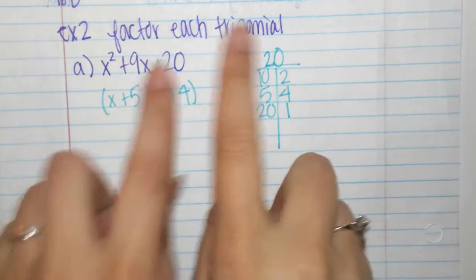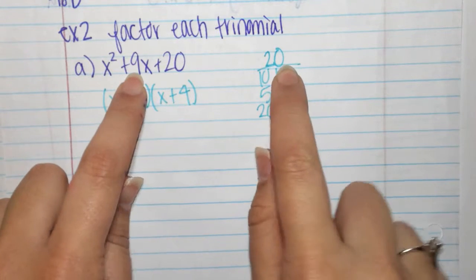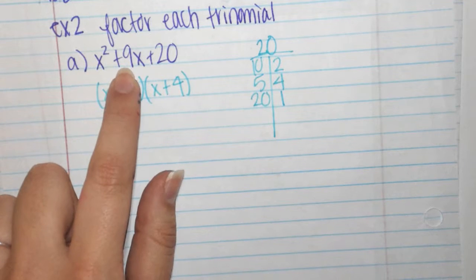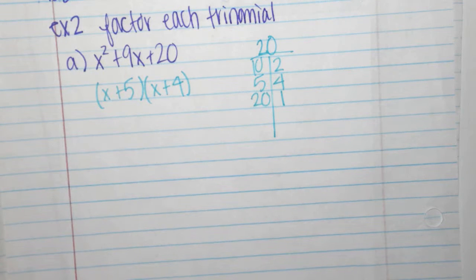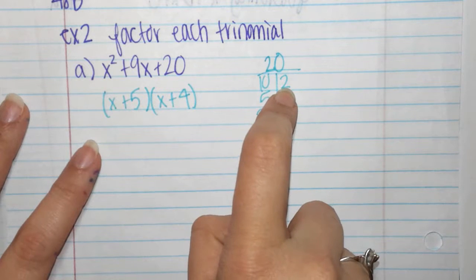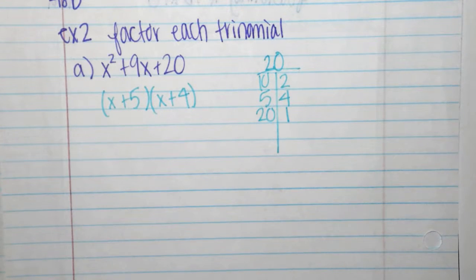Now remember, we have to have two numbers that multiply to give us 20 and add to give us 9. Alright, 10 plus 2 is 12, so that doesn't work. 20 plus 1 is 21, so that doesn't work, so it's 5 and 4.